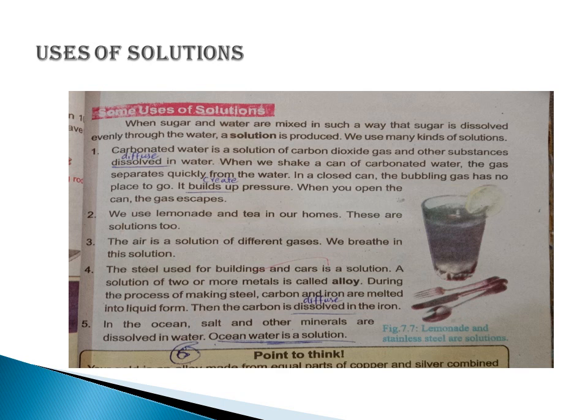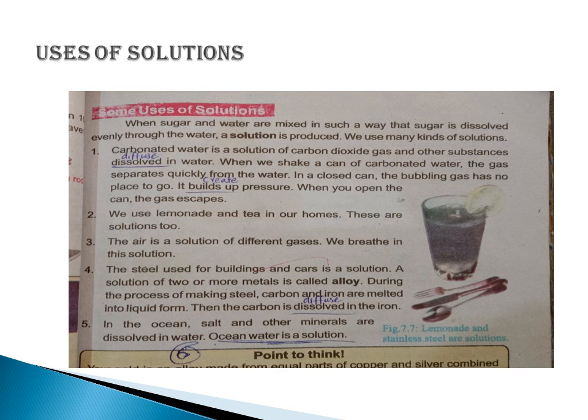The second use is that we use lemonade and tea in our homes. These are solutions too. The air is a solution of different gases. We breathe in this solution. The steel which we use to make our buildings and cars is a solution. A solution of two or more metals is called an alloy. So an alloy is the type of solution which is made up of two or more metals.